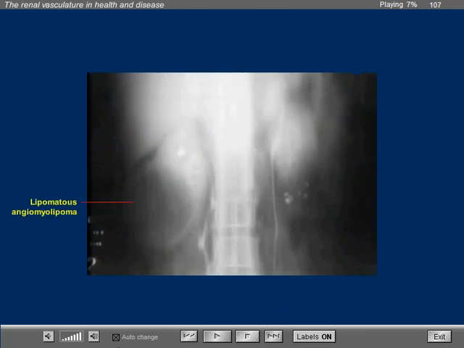Here is a fatty angiomyolipoma, the lower pole of the right kidney. It can look like a cyst or a large necrotic carcinoma of the lower pole of the right kidney. The presence of fat is best observed on sonography, CT, and MRI.